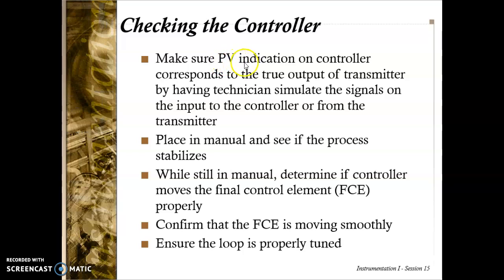So you make sure your process variable indication on your controller corresponds to the true output of the transmitter. And then again, put it in manual, see if the process stabilizes. While you're in manual, you can also see if your control element is moving the way it should. If you're changing percentages, is it moving smoothly? Is it doing exactly what it's supposed to do? And then here, you're going to always make sure your loop is properly tuned.